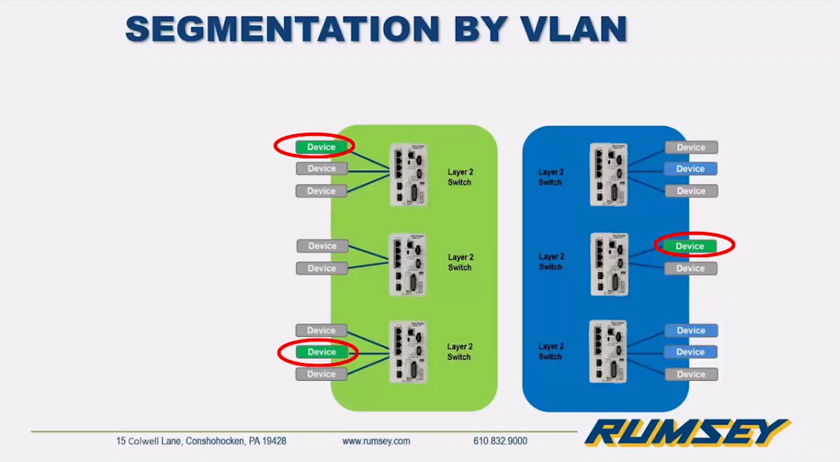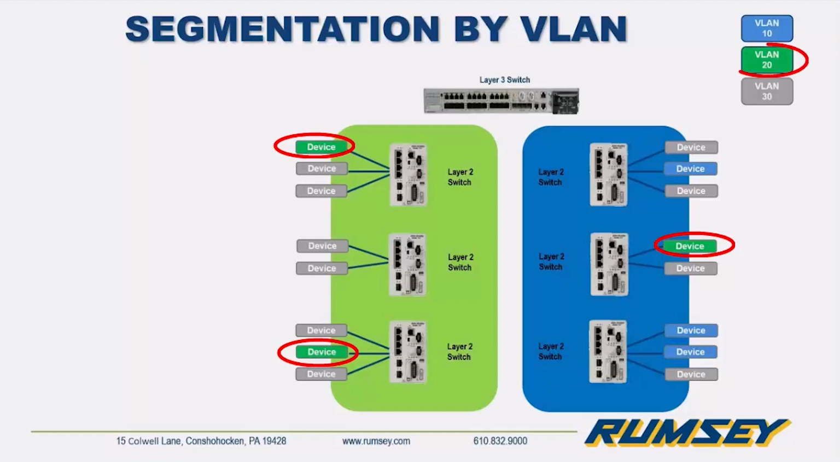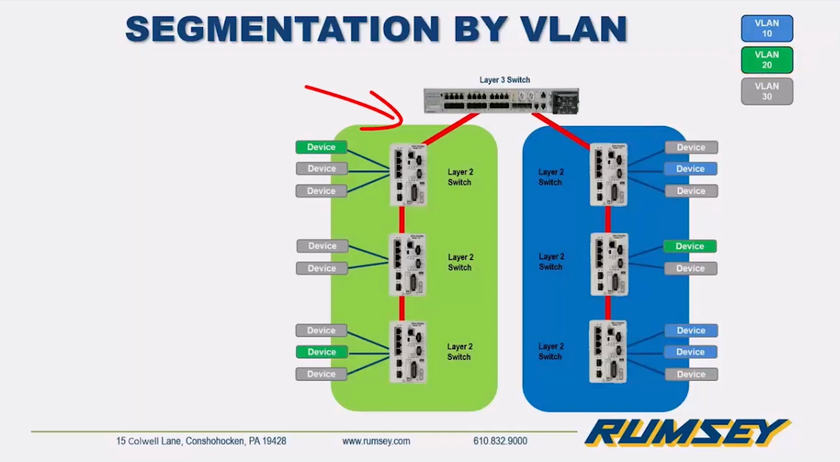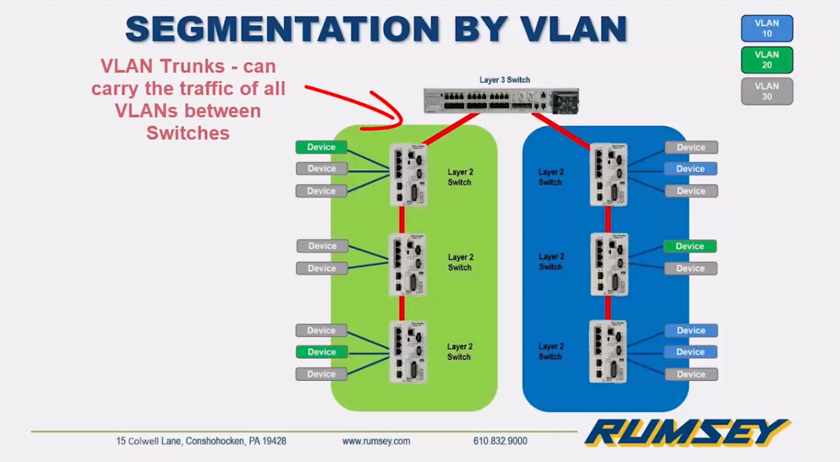So the goal here is to create a separate VLAN for the cameras. They're designated VLAN 20 in green. A layer 3 switch or router is added to connect the control switches together. These red connections between the switches indicate VLAN trunks. These can carry the traffic of all VLANs in between the switches.